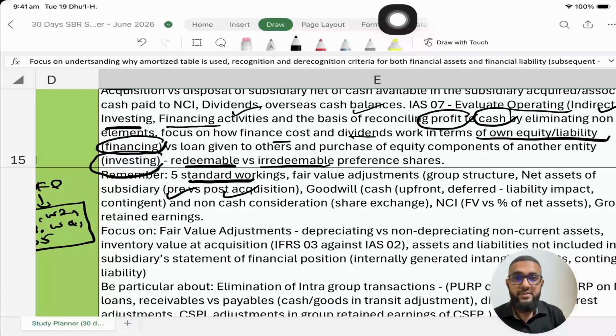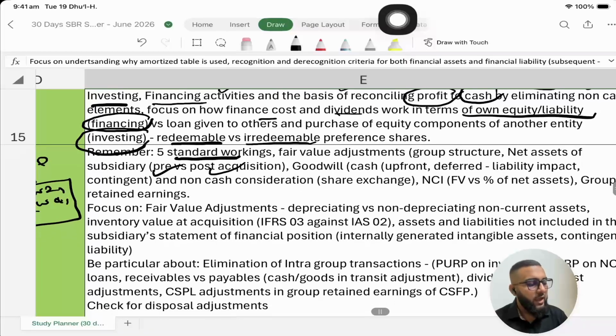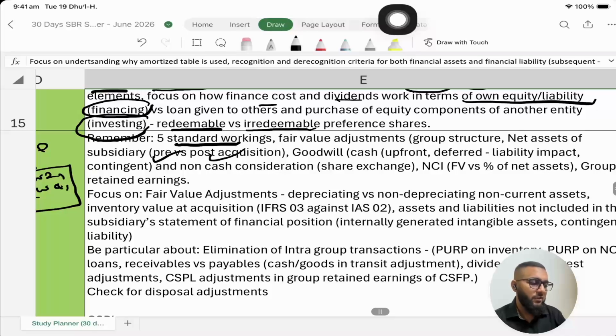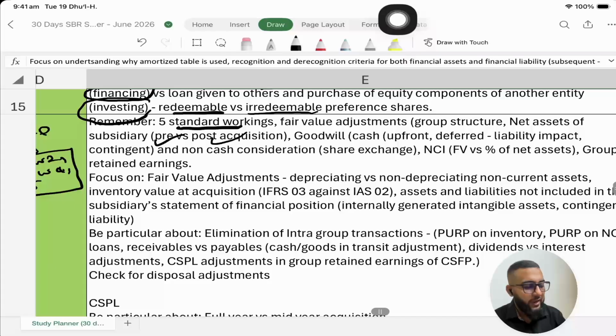What is pre-acquisition net assets? That's going to impact your goodwill. What is post-acquisition net assets? That's going to impact your retained earnings, the working five, and in CI, working four. It's going to affect both of those workings. And pre-acquisition is going to affect your working three, goodwill. Okay. Right. Then goodwill: cash, upfront, deferred, liability impact, contingent, right? And non-cash considerations such as share exchange. NCI, fair value, full goodwill method versus percentage method, as we've already looked at.